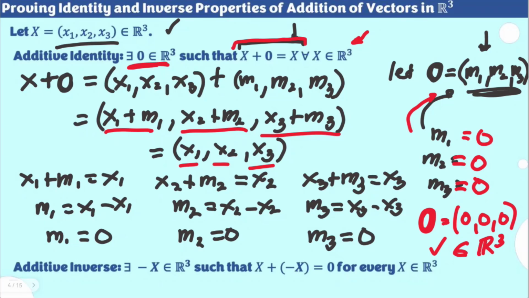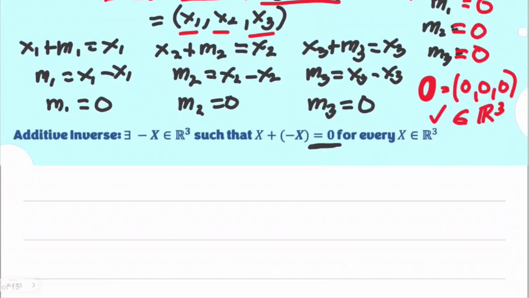Let's proceed to the next one. Obviously, this is written after identity because we are going to use the idea of our zero vector, or the additive identity, that we have previously proven. This time, we're going to show that there exists a negative of x, or a negative of a certain vector element of R3, such that when added with the positive of that vector, it would result in our zero vector.